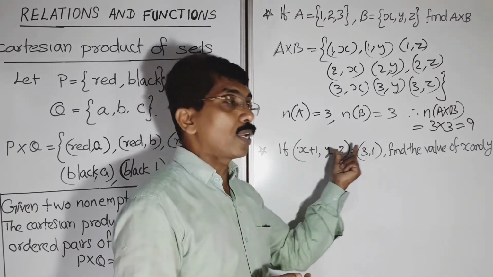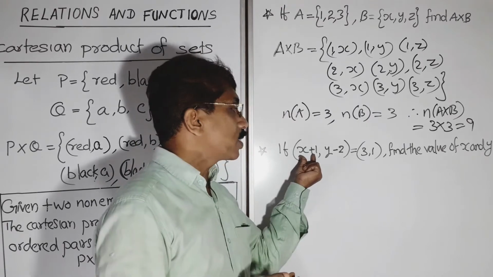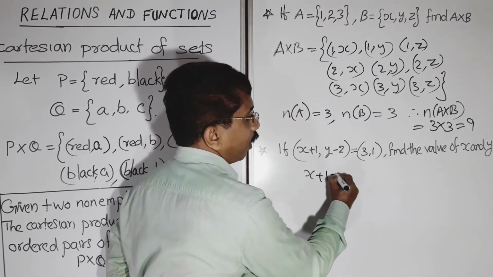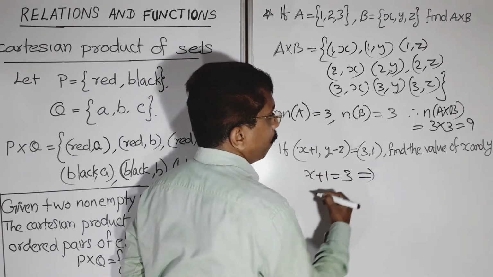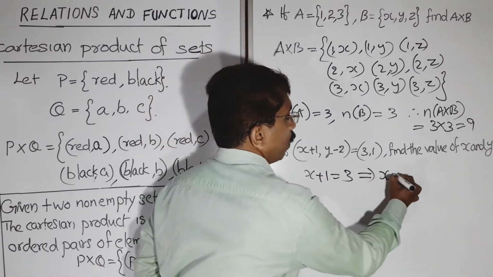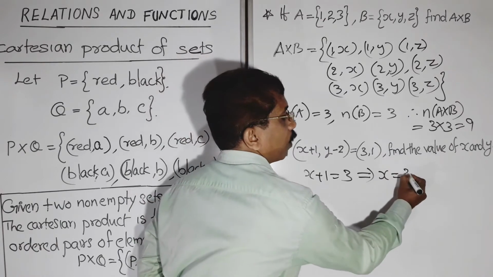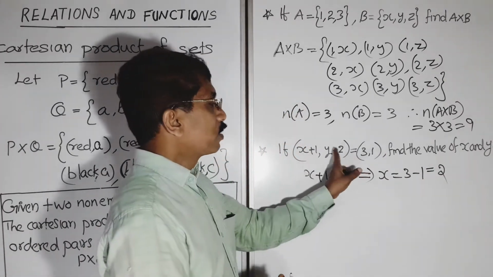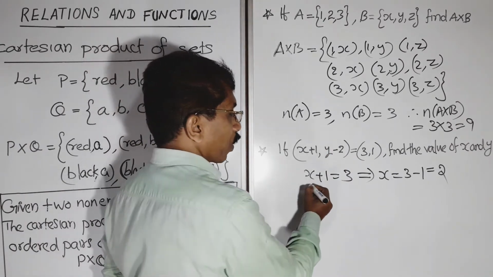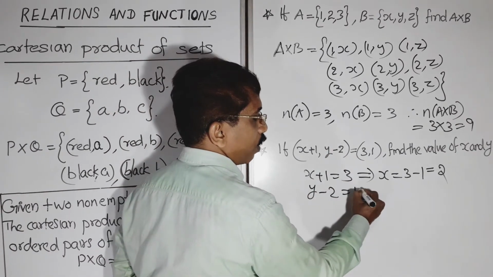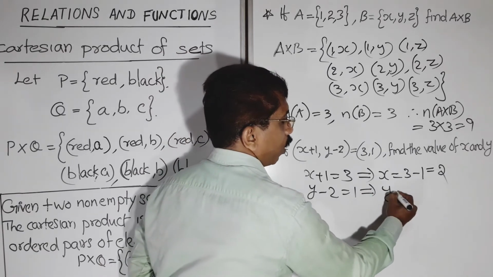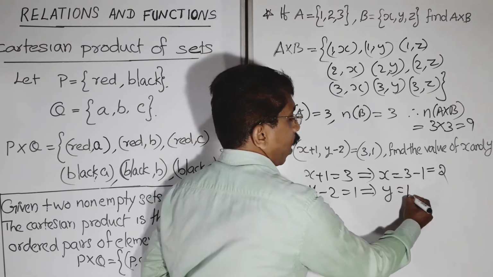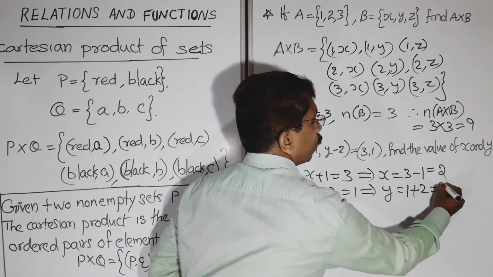If this ordered pair is equal to this ordered pair, it means the first one, x plus 1, should be equal to 3. So we can write x plus 1 equal to 3, which implies what? x equal to 3 minus 1, which is equal to 2. It's very simple. Similarly, what is y? Tell me. y minus 2 equal to 1, which implies y equal to 1 plus 2, when the minus 2 comes this side it will become plus 2, which is equal to 3.